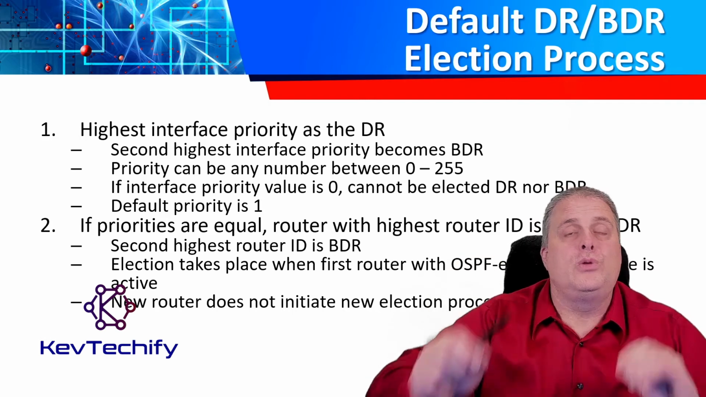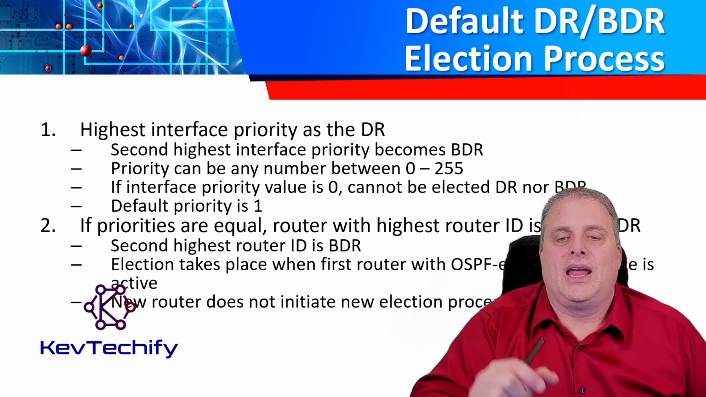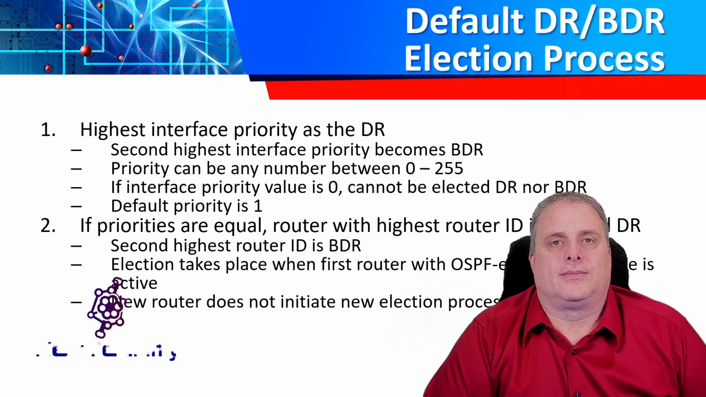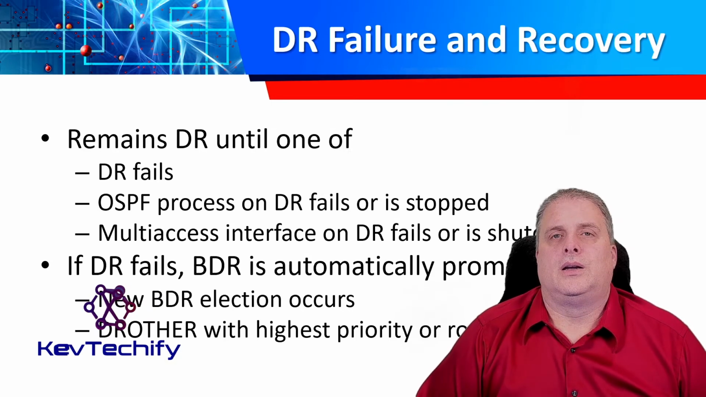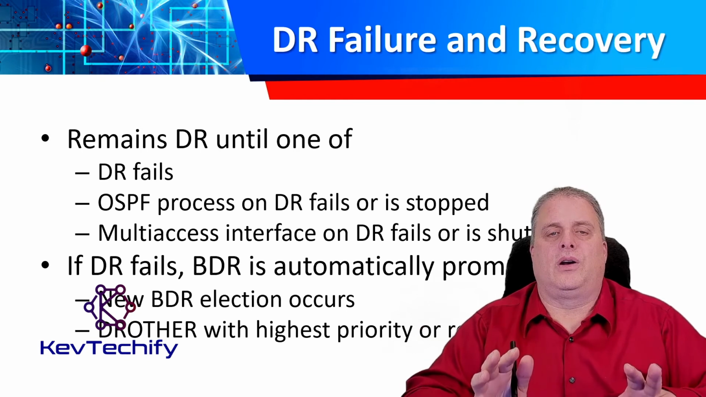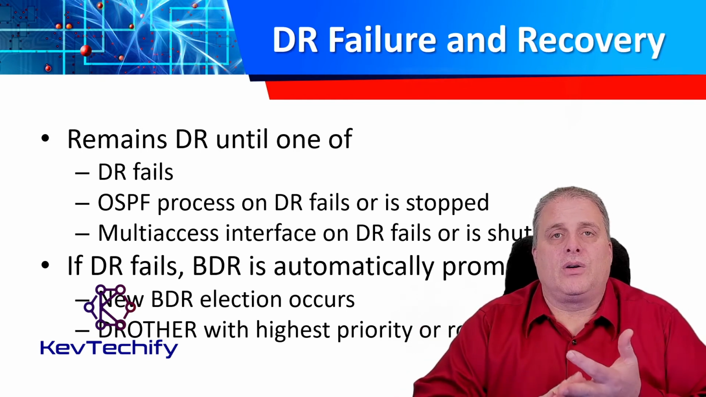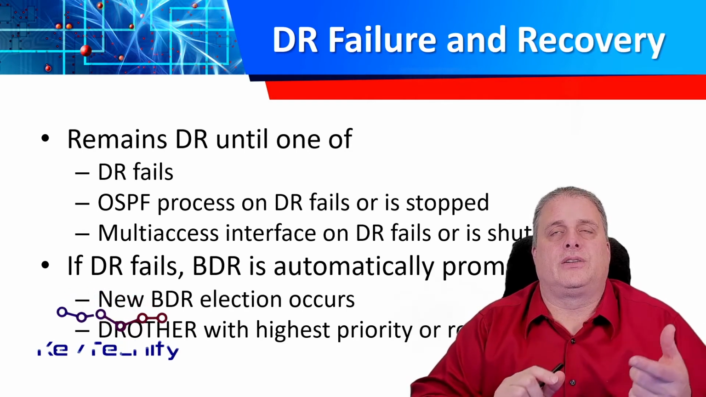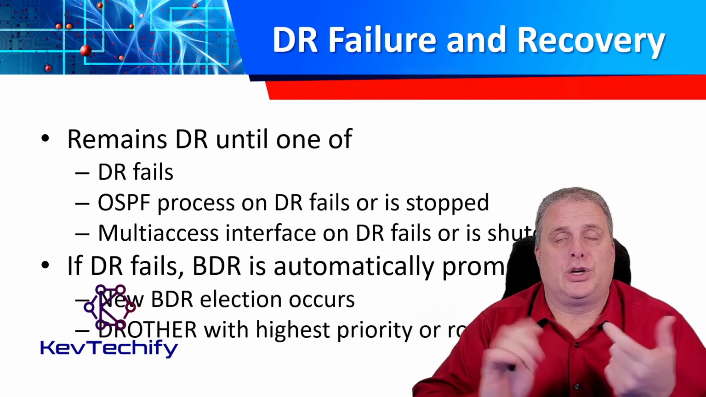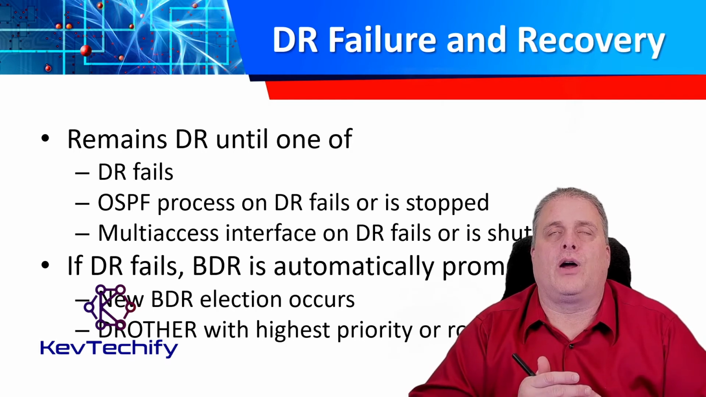Even if a new router comes online that has a higher router ID, it will not initiate that election process. Your designated router stays the designated router until one of three scenarios happens. Your designated router is the designated router until it fails to be the designated router. Whatever the reason, it turned off, it unplugged, it caught fire, it got struck by lightning. It's no longer your designated router.